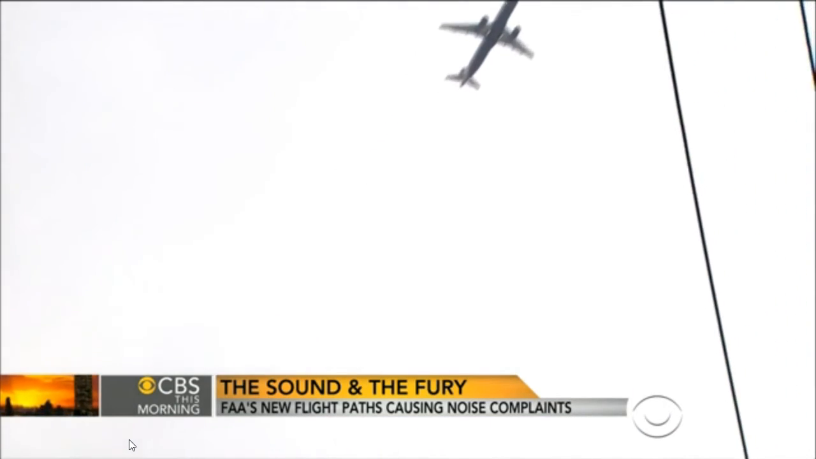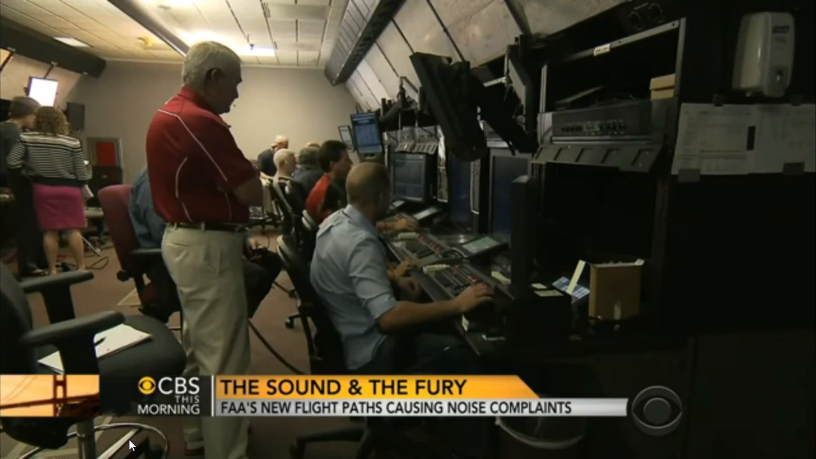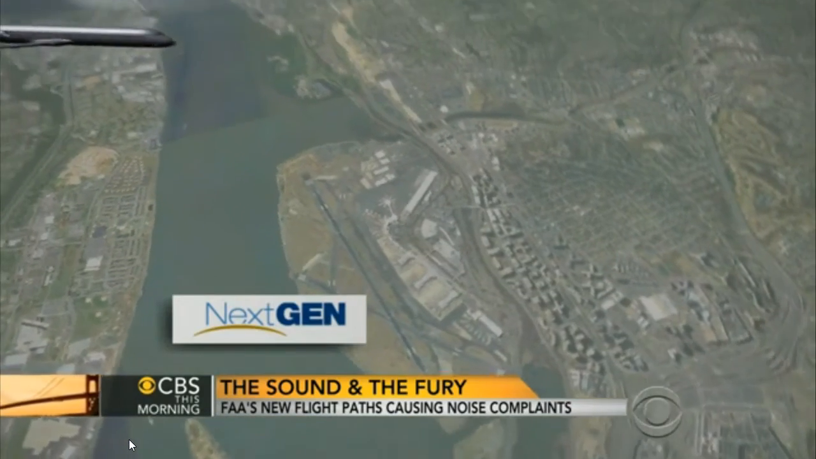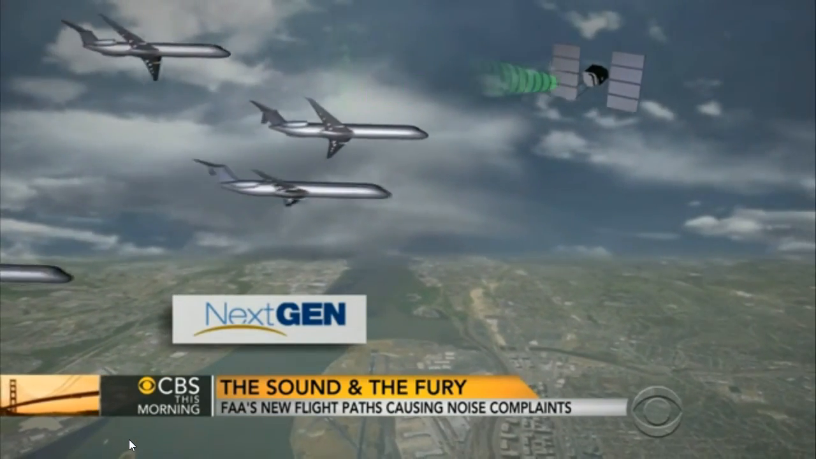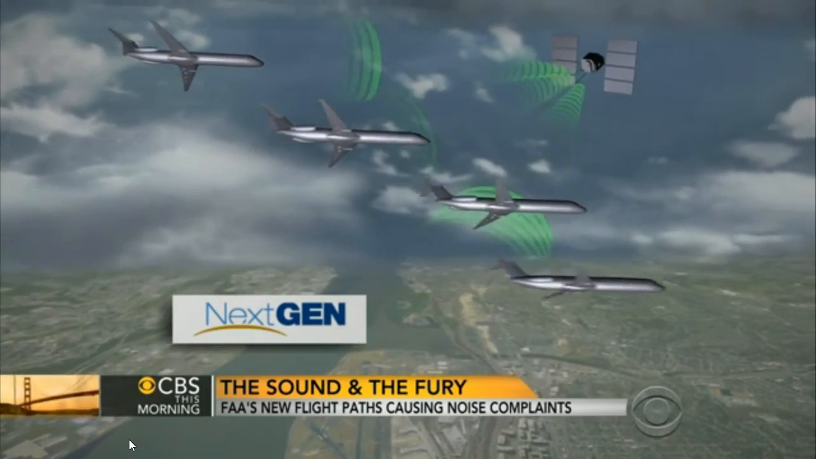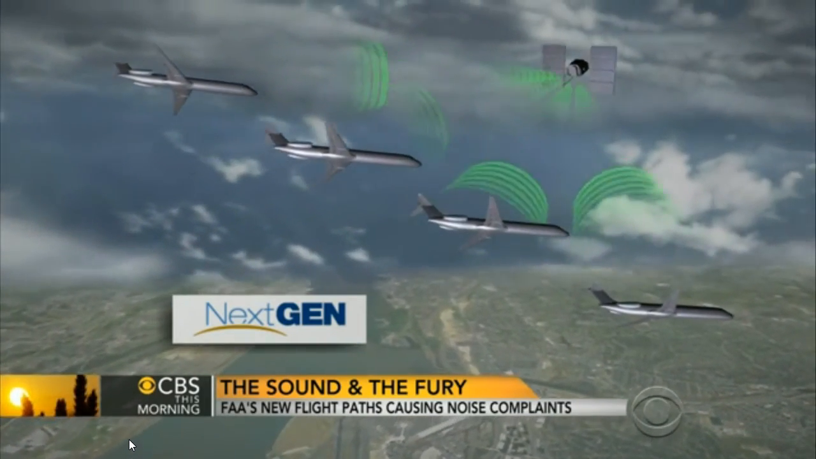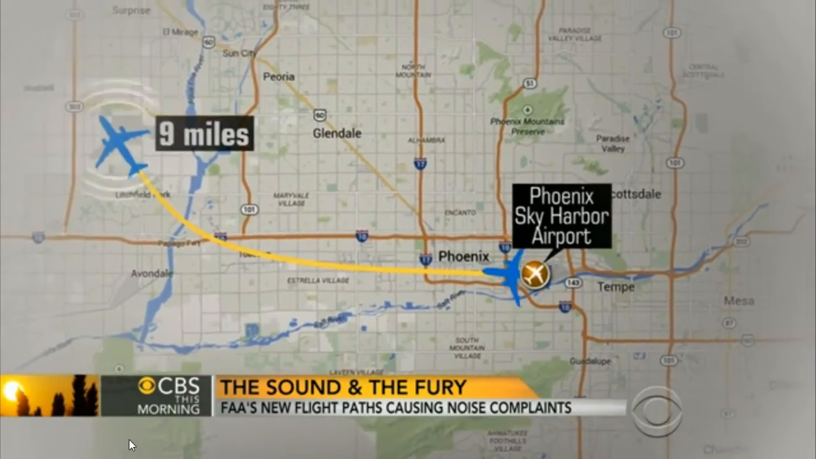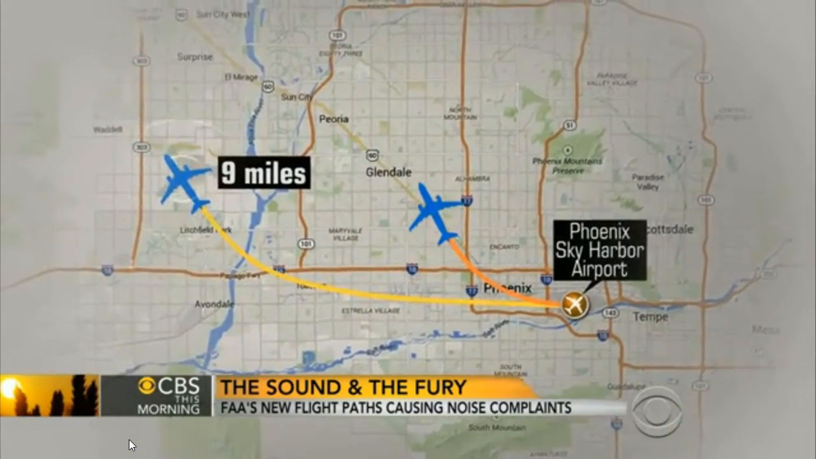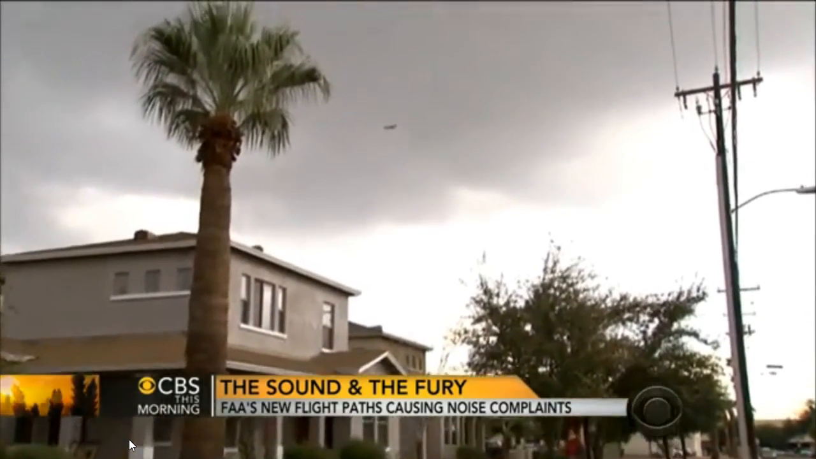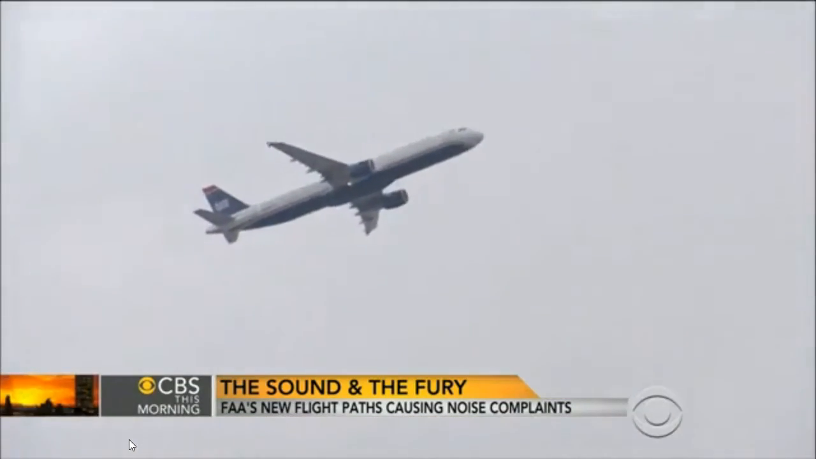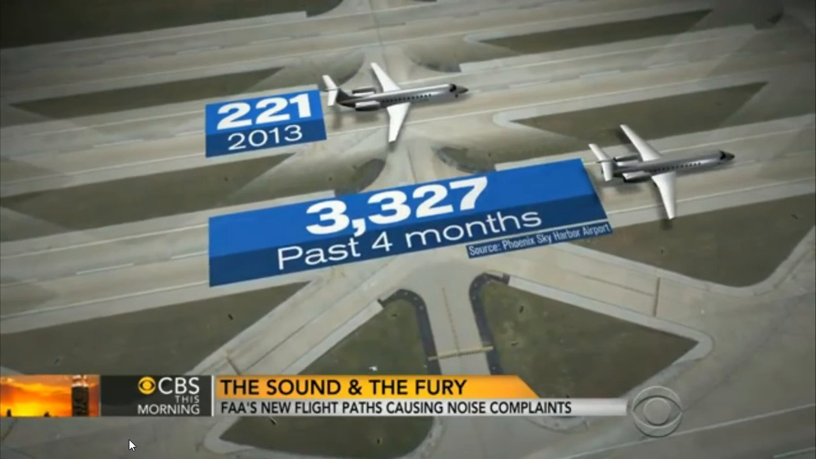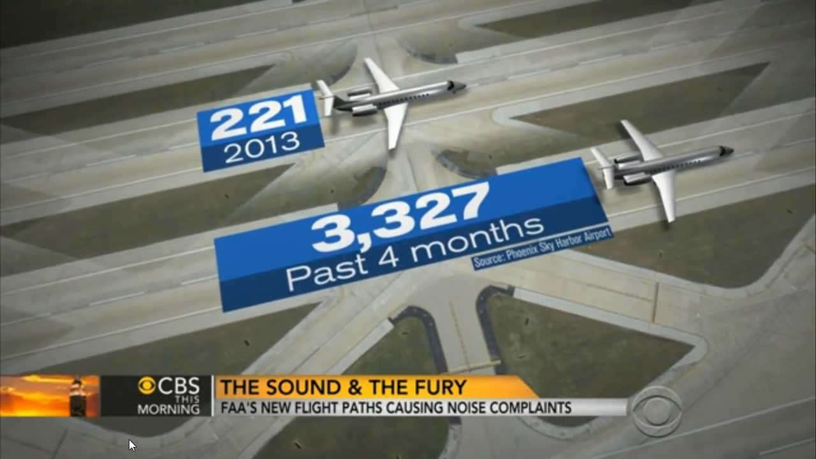This is the unintended consequence of the FAA's Next Generation Air Transportation System, known as NextGen. It uses satellites instead of old-fashioned radar to guide airplanes. This allows for more planes in the air, safely spaced closer together, and burning less fuel because their flight paths are more direct. But in Phoenix, that change means planes that used to take off and turn 9 miles out now make that turn at 2 to 3 miles, flying low over heavily populated neighborhoods. Noise complaints have taken off too, soaring from 221 in all of 2013 to more than 3,300 in just the past 4 months since the flight paths were changed.